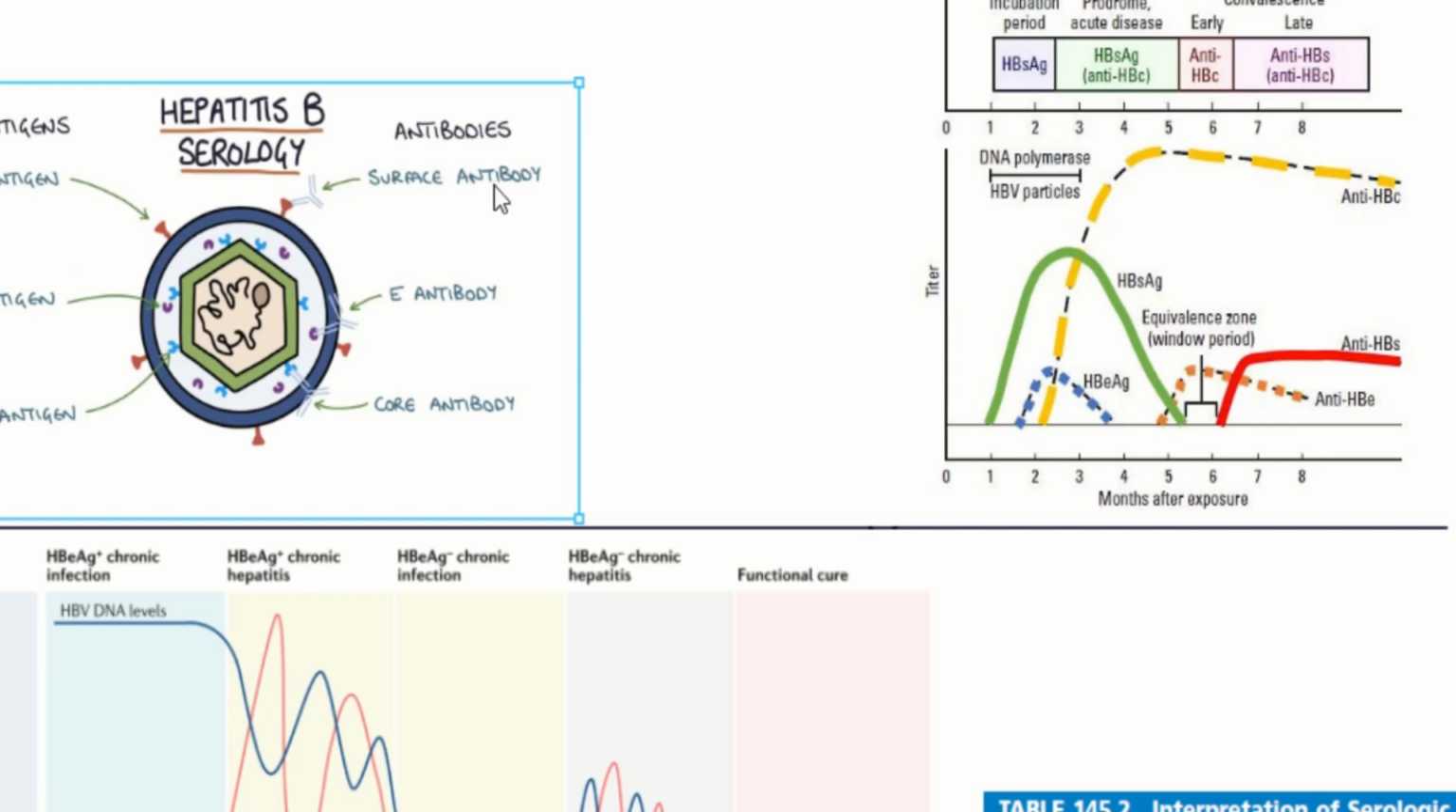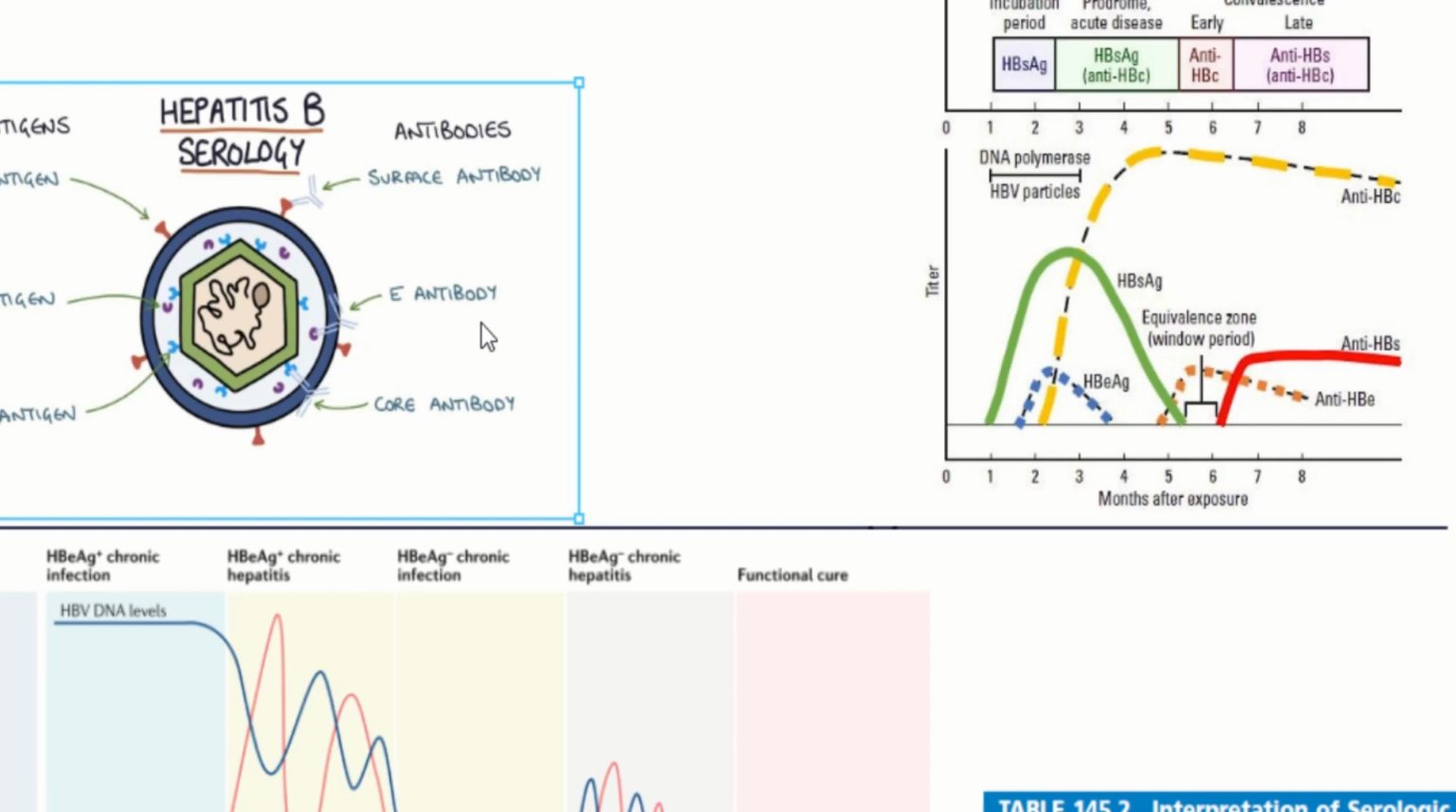Then if we go to antibodies, we can have anti-surface antibodies, anti-E antibodies, and anti-core antibodies, which are called HBs antibodies, HBe antibodies, and respectively HBc antibodies. Each of these antibodies is secreted within different phases of our infection, which will be discussed later in the diagnostic serology section.